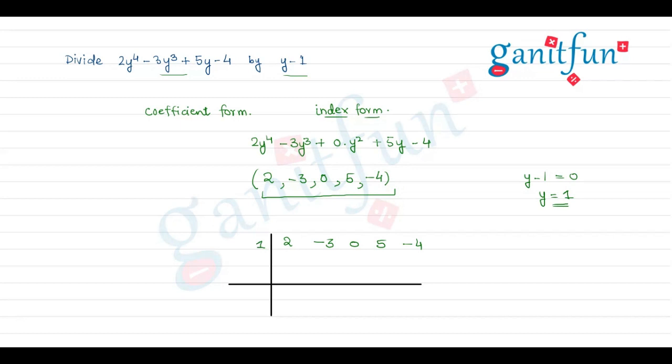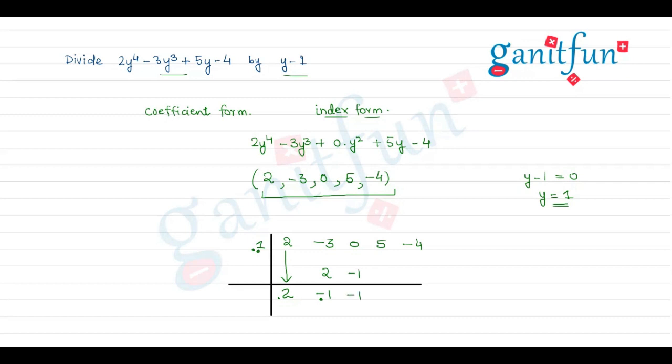After that, for the first number 2, write it as it is. After that, multiply this 2 with this number 1 and the answer will be 2, which you will write here. Now add minus 3 with 2, so you will get minus 1 as the answer. Repeat the previous process. Multiply 1 with minus 1, you will get minus 1. Add 0 and minus 1, you will get minus 1.